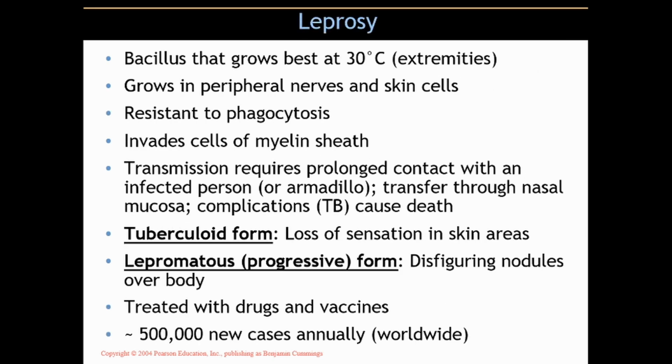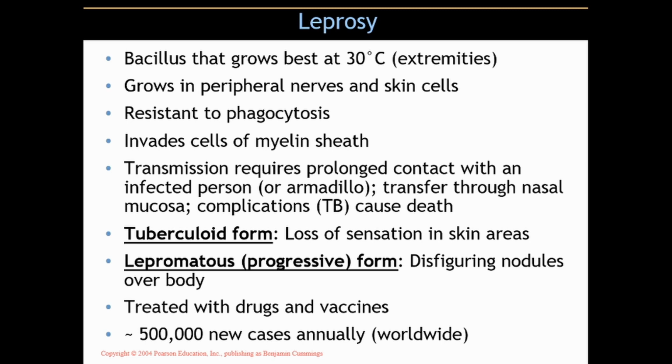Leprosy. I'm sure you've heard of leprosy. We have leper colonies, and it was a term that was historically used to classify a number of skin diseases, many of which were not specifically leprosy. But now we have the specific disease of leprosy caused by a specific bacterium. It's a rod-shaped bacterium, a bacillus, that grows best at 30 degrees Celsius.